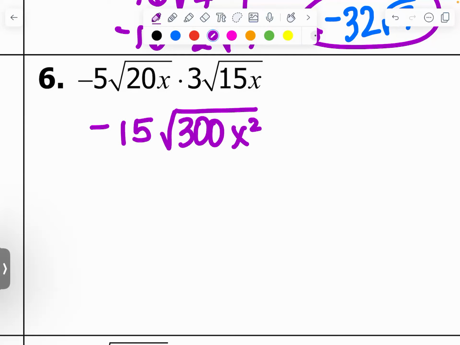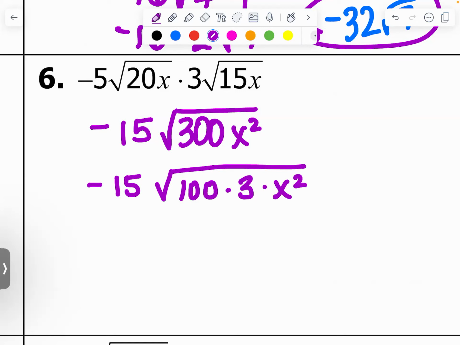So 2 times 15 is 30. So 20 times 15 is 300. Yeah. Okay. So now we have 300. Brooks, how'd you break up 300? I tried. I have no idea how to break them up. So what perfect square can divide into 300? 100 times 3. And then x squared.